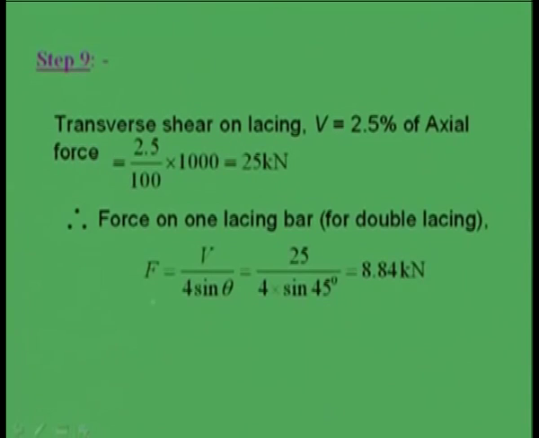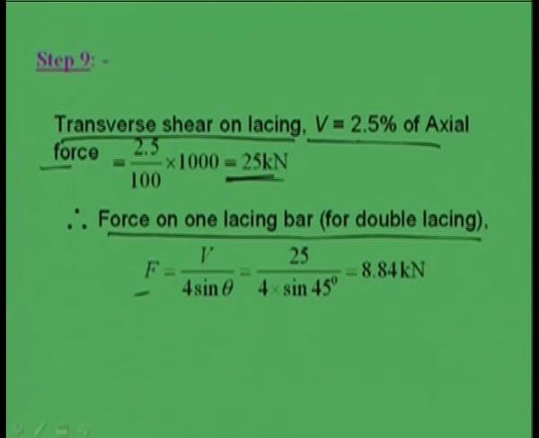In the next step, what will we do? We will find out the transverse shearing force on lacing. Transverse shear will be 2.5% of axial force. So, that will become 25 kilonewton, and the force on one lacing bar will become F is equal to V by 4 sin theta, whereas in case of single lacing system it was V by 2 sin theta. So, the force will definitely become very small. That means the size of the lacing system can be made very small.